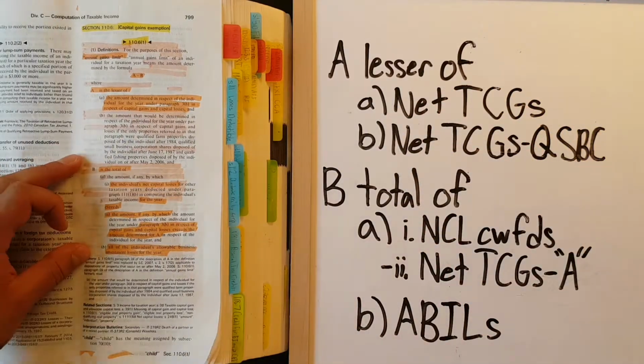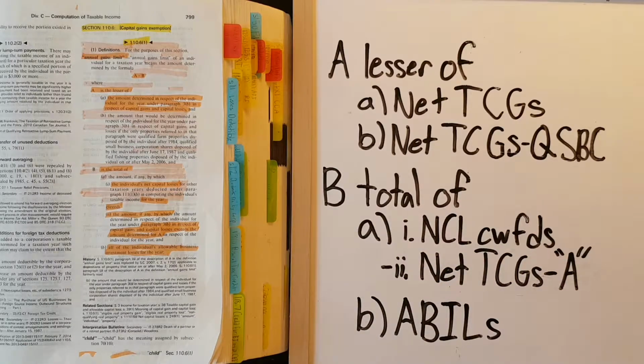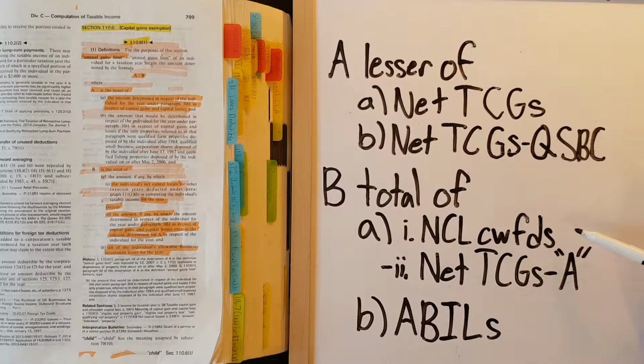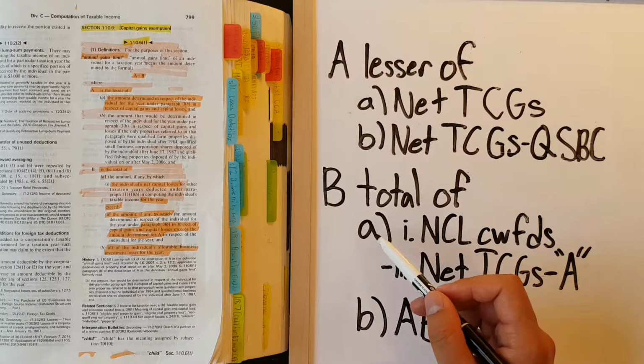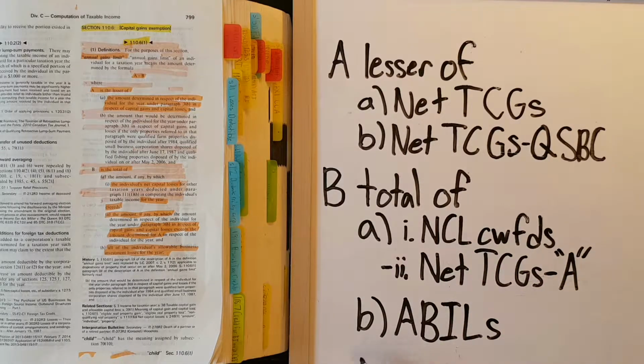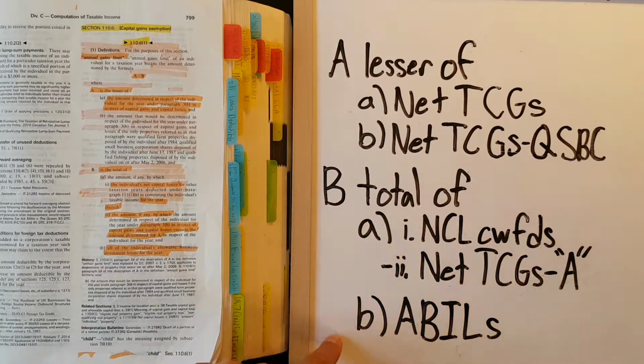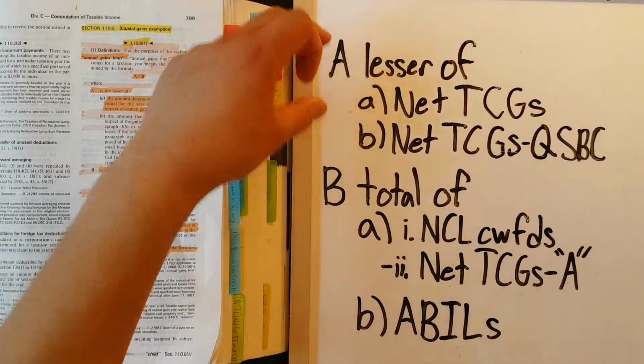Moving on to B. B is the total of little a and little b. Little a here is our net capital loss carry forwards for the year under 111(1)(b), minus our net taxable capital gains minus whatever value we got up here for A. So again, 1 minus 2 gives us little a, and then little b over here is just our ABILs for the year. And then big B, as we said, is the sum of little a and little b. And then, of course, our annual gains limit is big A minus big B.